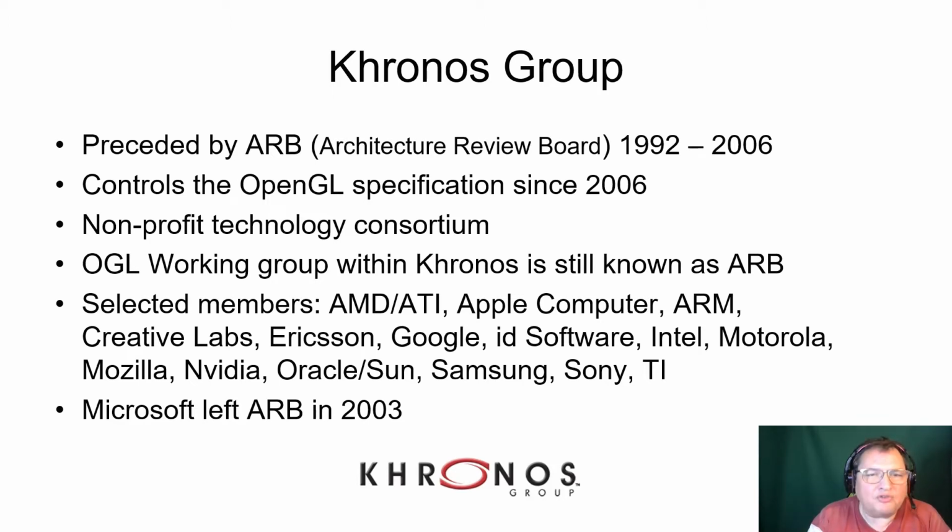The OpenGL working group within Khronos is still known as ARB, so this name is still around, and members of this organization include AMD, Apple, ARM, Creative Labs, Ericsson, Google, ID Software, Intel, Motorola, Mozilla, Nvidia, Oracle, Samsung, Sony, and Texas Instruments. So most of the important corporations in the area of 3D. But, and this is quite an important bit of information for us, Microsoft left ARB in the year 2003.